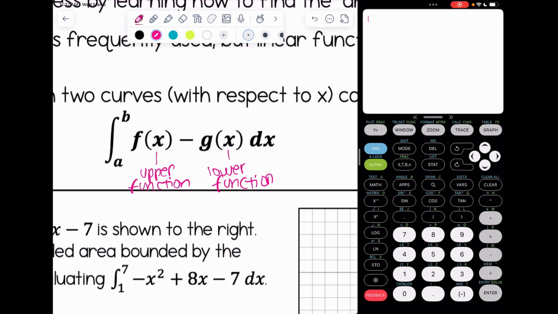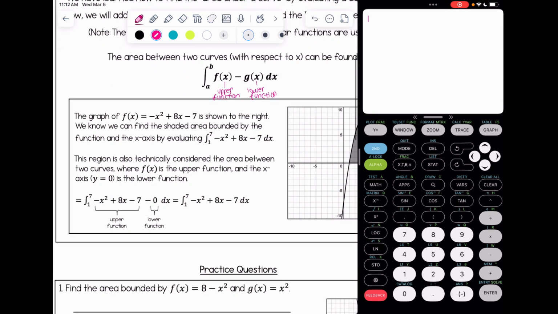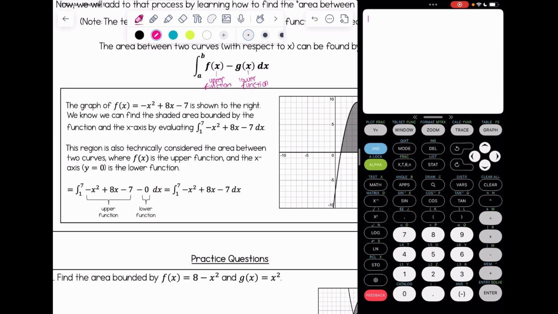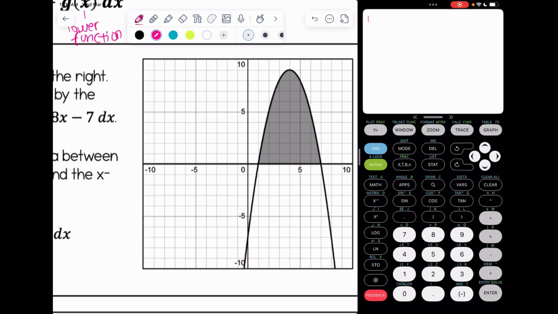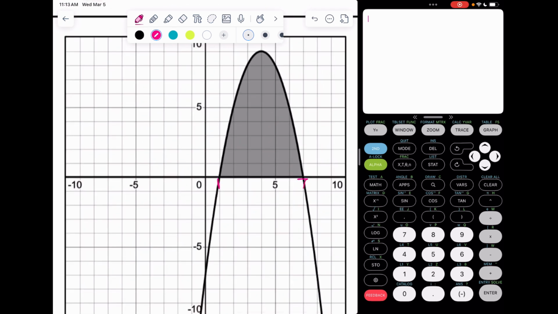When we have been talking about area bounded between a curve and the x-axis, we are really still using this idea between two curves. Looking at this graph, we have a parabola, f of x equals negative x squared plus 8x minus 7. We could find the shaded area bounded by that function and the x-axis by evaluating the definite integral from 1 to 7 of the function itself. 1 and 7 are our bounds. Our upper function is really the parabola, whereas our lower function is just the x-axis, so y equals 0.